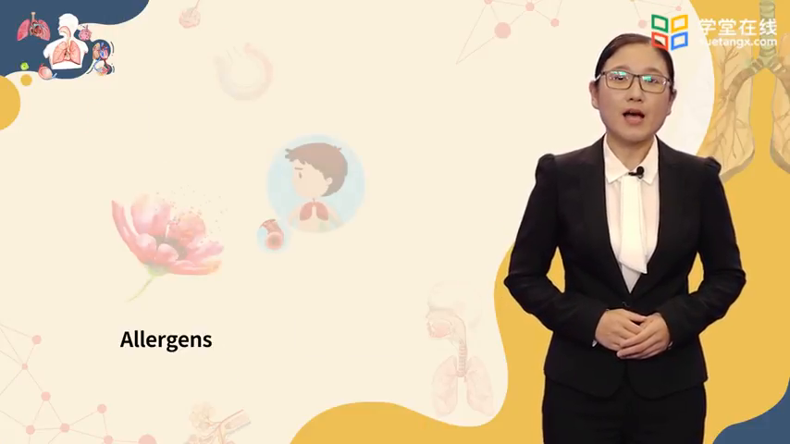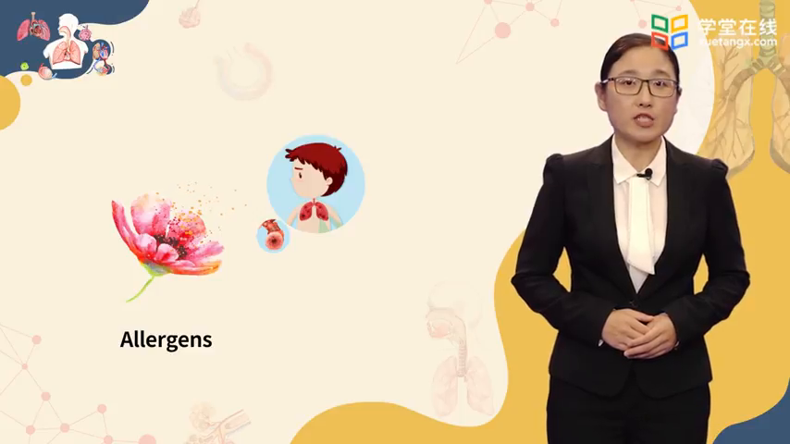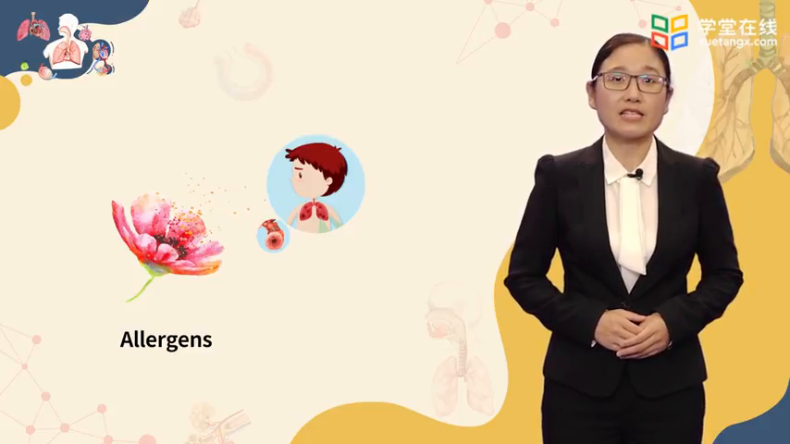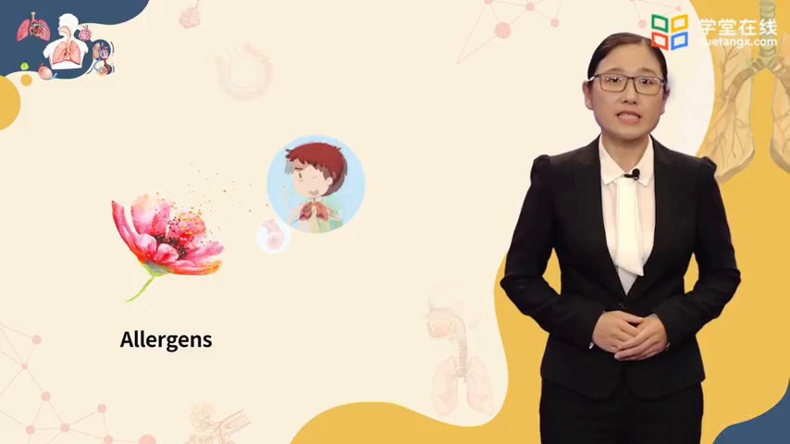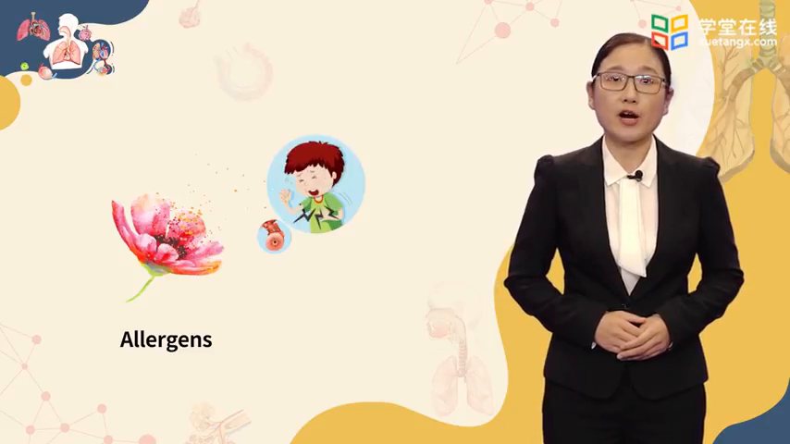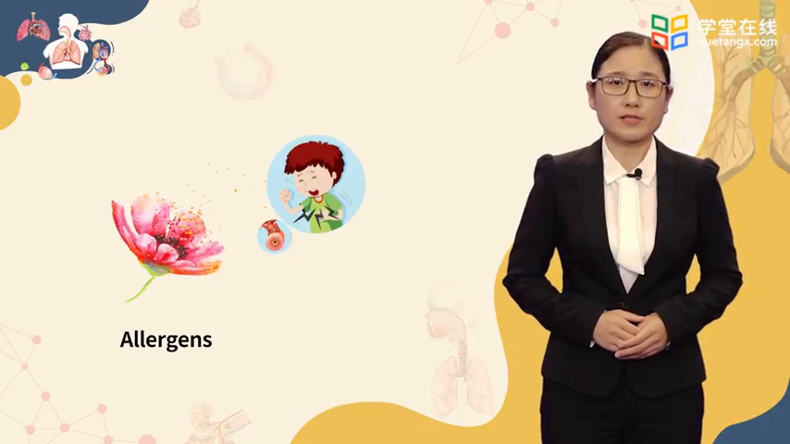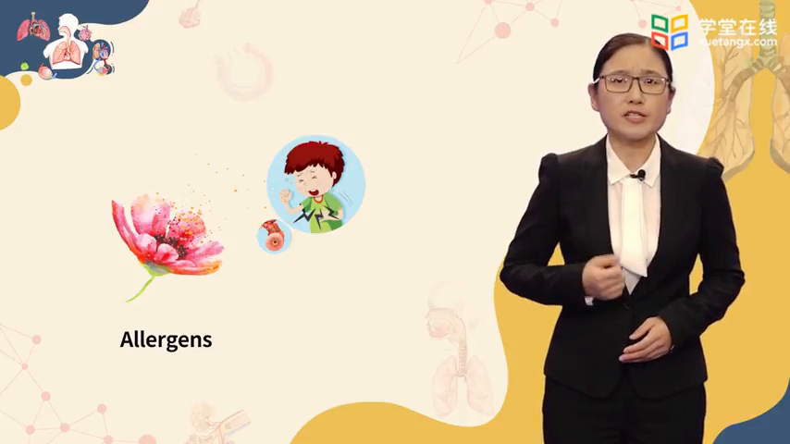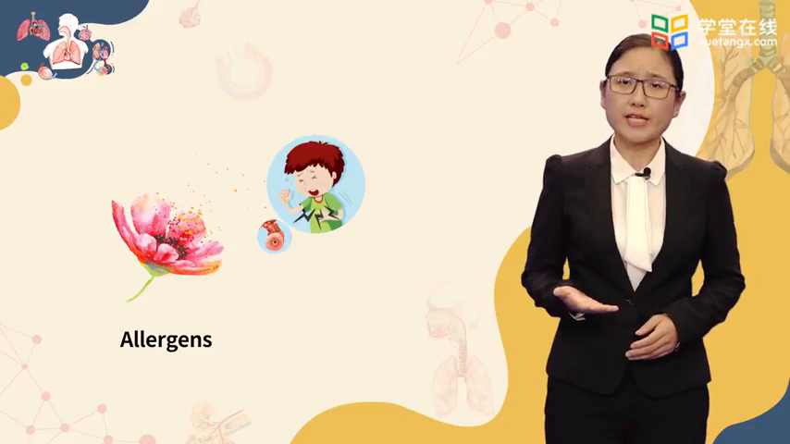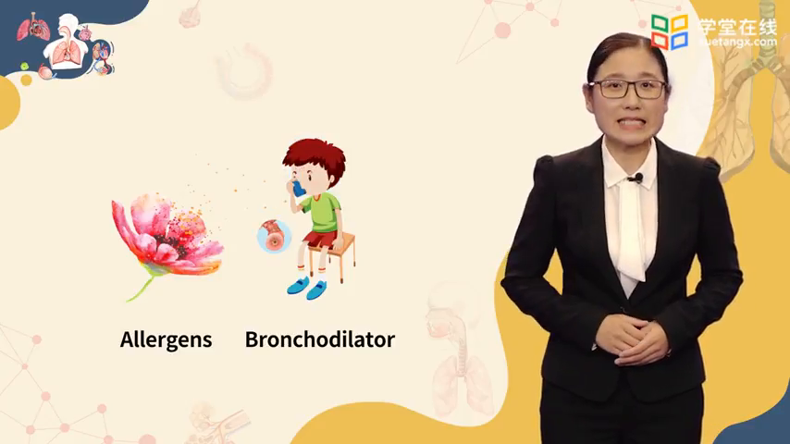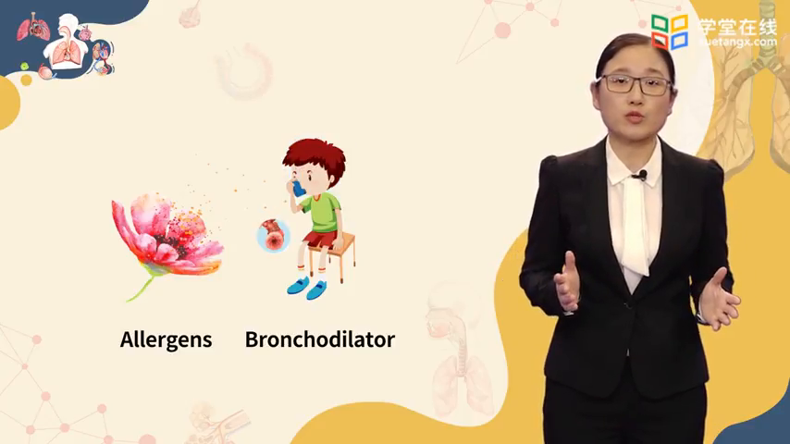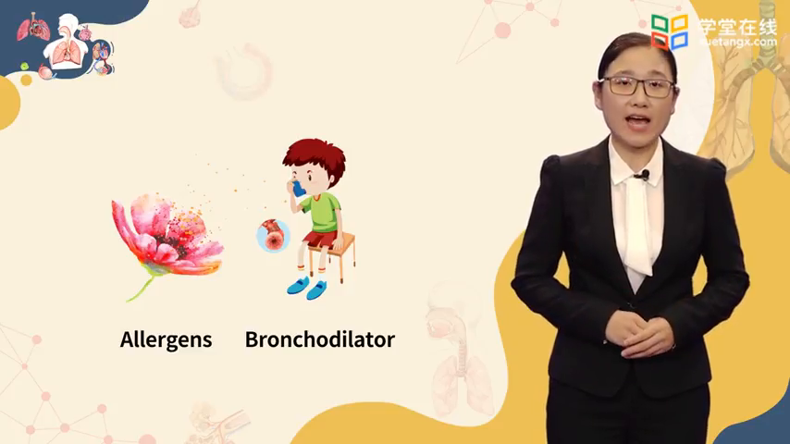Let's come back to the disease, asthma. Allergens like pollen stimulate the airways of asthmatic patients, causing the intense contraction of bronchial smooth muscle. Air cannot get into your lungs. It is an emergency condition, right? How do we treat it? We use medicines to relax the bronchial smooth muscle and dilate the airways.